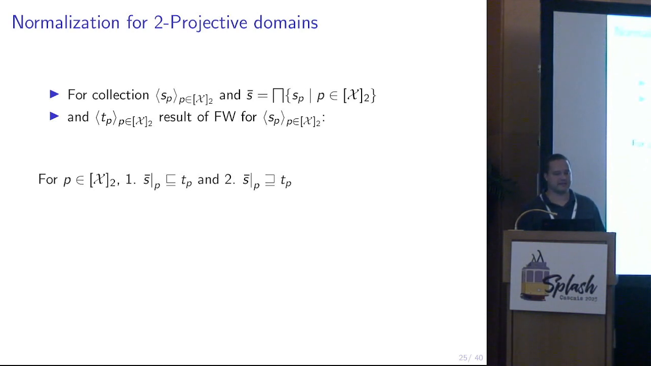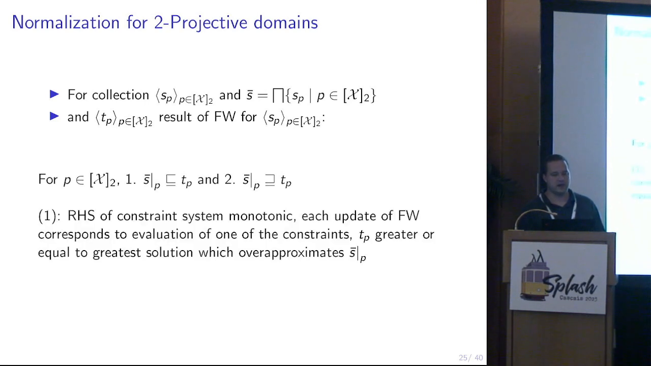And the second claim is that the two-normal form is greater or equal to what the Floyd-Warshall has computed. So basically the claim here is that they are actually equal. How do we show the first thing? Well, the idea is here that the constraint system that I was showing you earlier, all of the right-hand sides of this constraint system are monotonic, and each update of the Floyd-Warshall algorithm corresponds to evaluating one of the constraints.